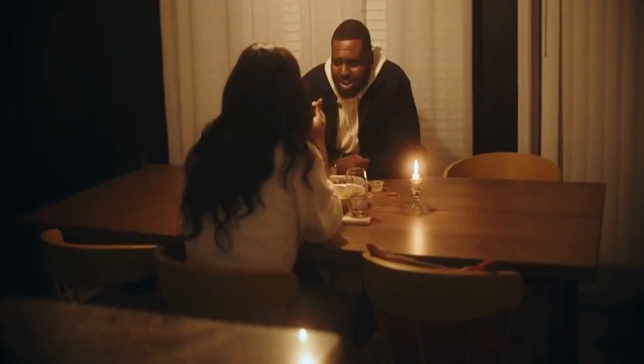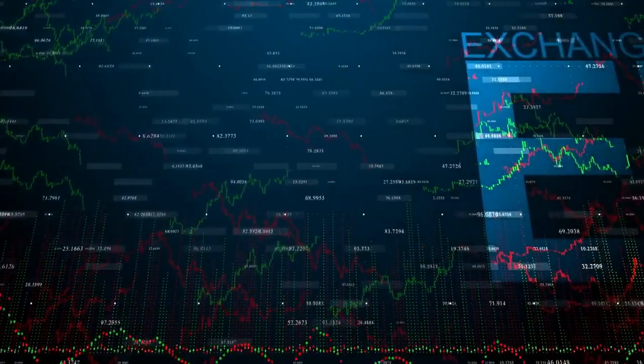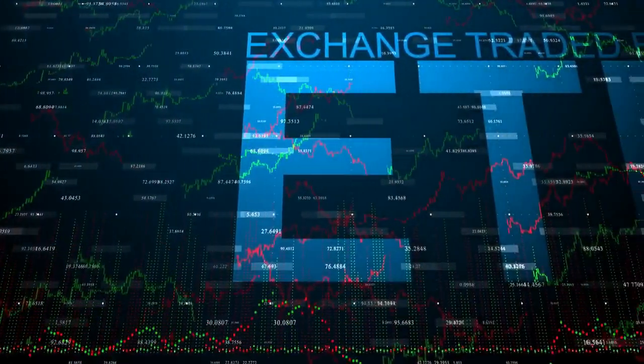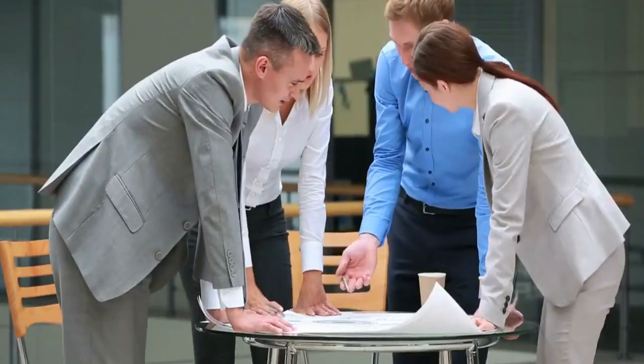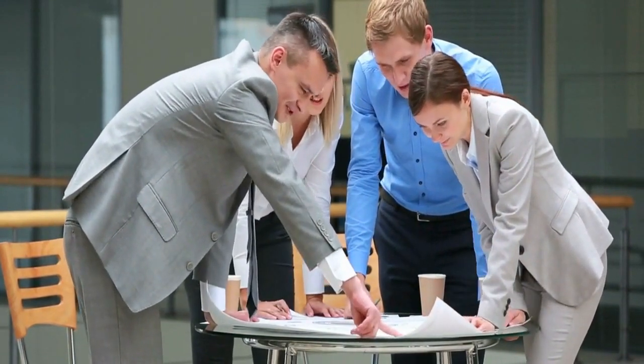6. Index funds and ETFs. Index funds and exchange-traded funds, ETFs, offer a convenient way to invest in a diversified portfolio that tracks a specific market index. They generally have lower fees compared to actively managed funds and can be a great choice for beginners.